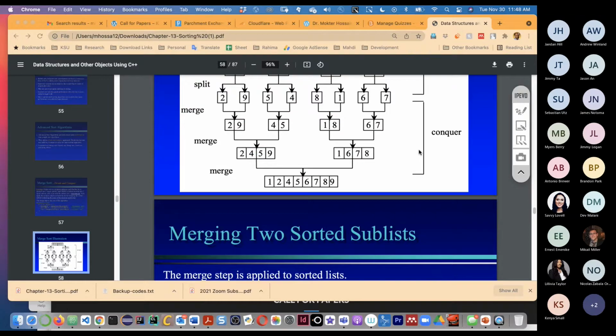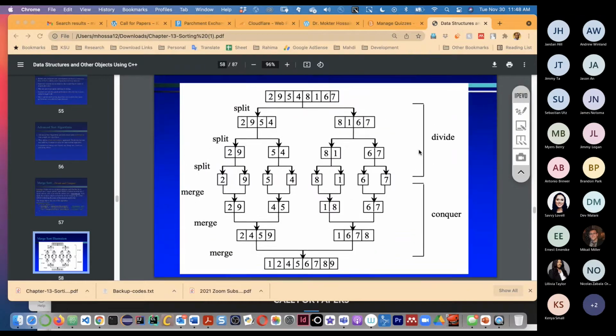Does anyone have any question about this? So this is the process. This part is called divide and split, and this part is conquer. Finally, it is merging. In the divide process we split, and in the conquer process we merge the results.